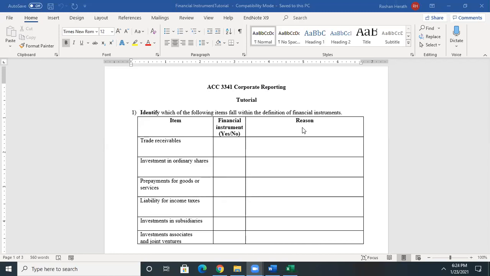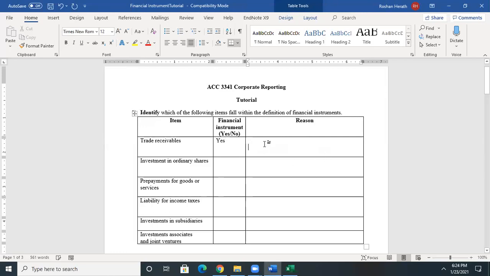Right, okay. So shall we take one by one? So what about the first one? The trade receivable. So is it a financial instrument or not? Yes, as most of you have indicated, yes, it's a financial instrument. Good. So why is that? Why we call it a financial instrument? The reason, that would be the most important thing. There must be a kind of ground to say why it's a financial instrument.